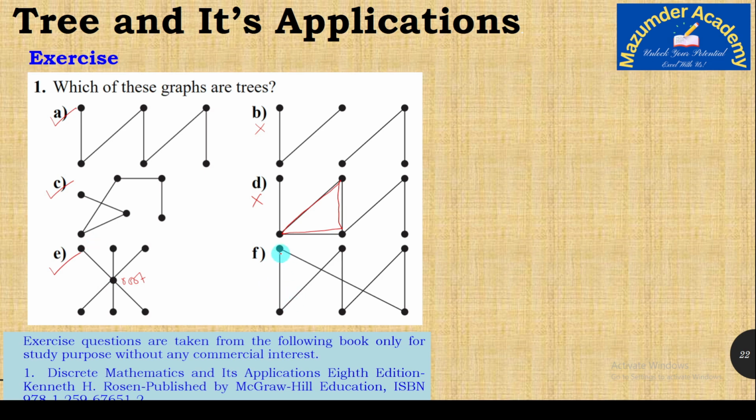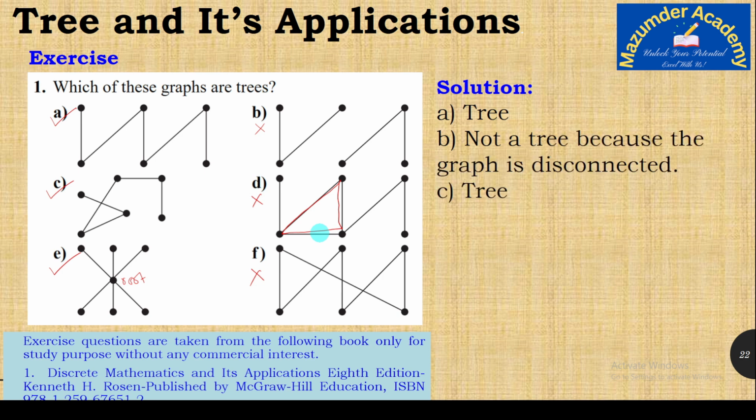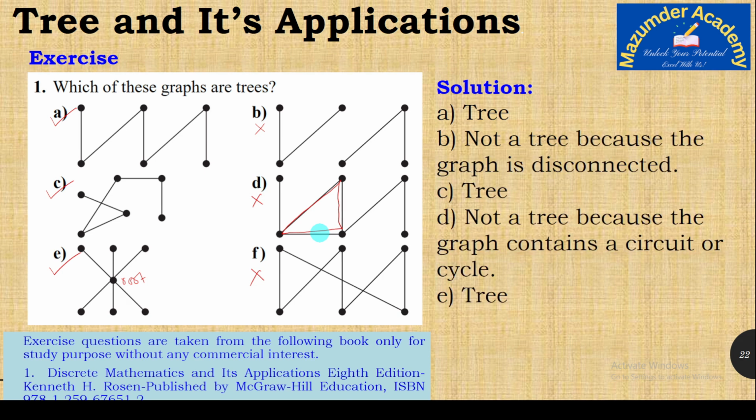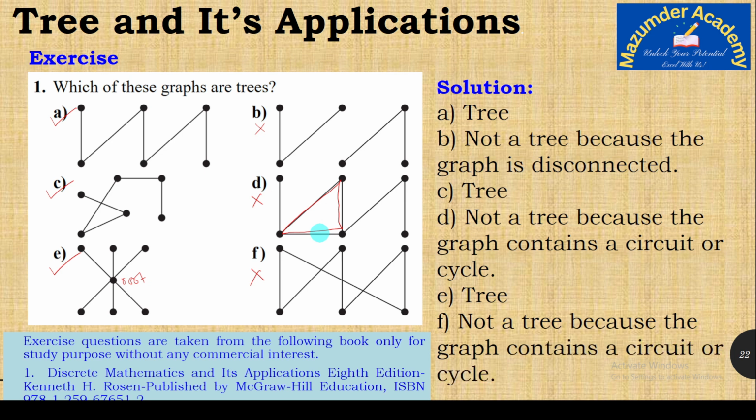F cannot be a tree because it is a closed loop, a closed path, so you can say it is a cycle. So F cannot be a tree. The answer I have written here: A is a tree, B is not a tree because it is disconnected, C is a tree, D is not a tree because it contains a circuit, E is a tree, and F is not a tree because the graph contains a circuit or cycle.